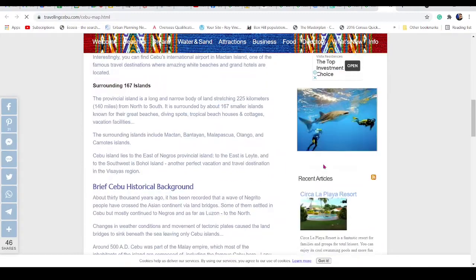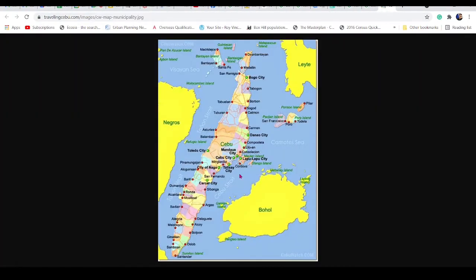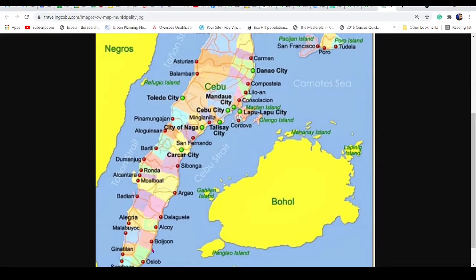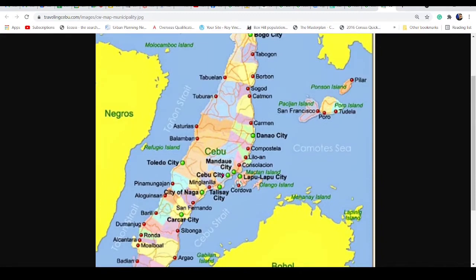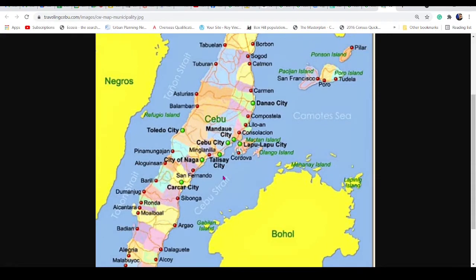Where did that map go? Open image in new tab. So we have Cebu City, Mandaue City, Talisay, City of Naga, San Fernando, Carcar, Sibonga, Argao, Dalaguete. So if you're not in Cebu City, you're somewhere else, but you're still in Cebu province. So this is a tricky thing. There's Cebu City and there's Cebu province.